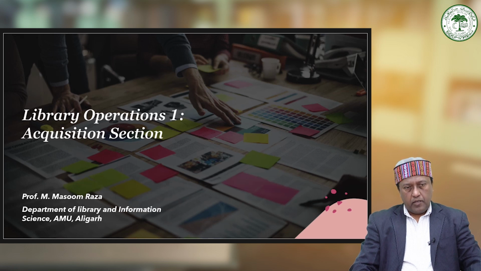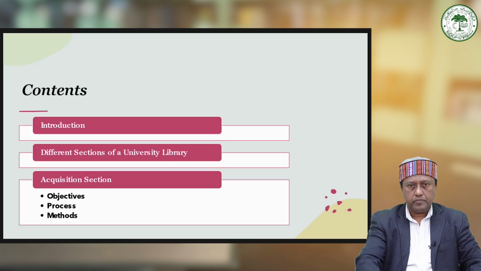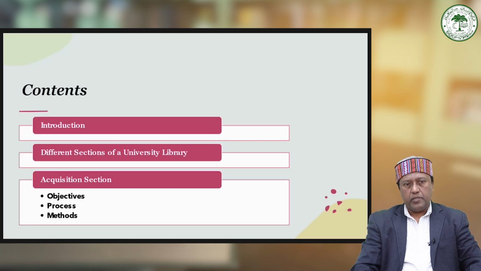In the very beginning, I'll acquaint you with the acquisition section, what they perform and how they perform. So I'll be discussing this content. I'll just introduce what this acquisition section is. Then we will talk about different sections of a university library, and then we will concentrate only on the acquisition section, where we will talk about the objectives, process, and methods.